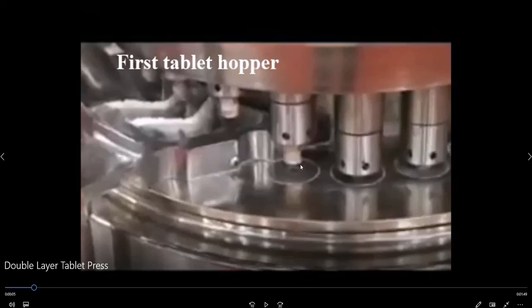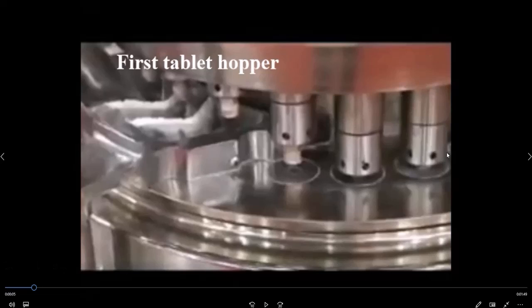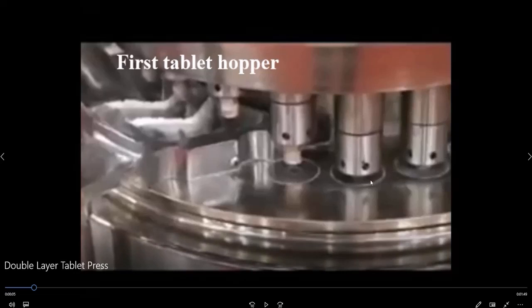Then this die and its cavity and the corresponding punches will rotate, and go to the next hopper. How many hoppers will we have? We will have two hoppers. Each hopper will be responsible for a layer of formulation, so I will have two layers. I can also have three layers. If I want to produce three layers, I will need three hoppers. Each hopper will contain its own formulation. The end of the hopper that feeds the die cavity, we call the hopper shoe. It feeds the cavities.